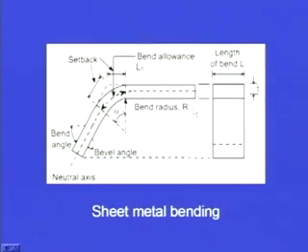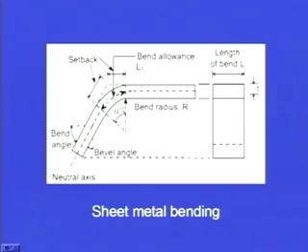Now, this length of the bend will vary. It will taper like this at the point where we are bending the sheet metal. In this zone the length L will be more, and at this section it will be less. Suppose we call this section AA. The value of L will be more at section AA, and if we call this section BB, the length will be comparatively less.